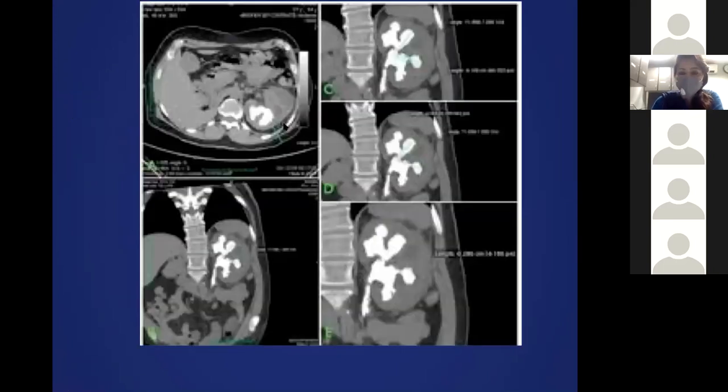Here you can see this is a case in which there is a staghorn calculus. Staghorn calculus is a calculus which obstructs the entire pelvis as well as the calyces. So it blocked the entire system. You cannot appreciate dilatation in such cases, or there is focal dilatation of the calyces. In this case, you can see a calculus in the pelvis, the calyces, as well as the proximal ureter. The entire area is calcified and packed with the calculi, that is the staghorn.